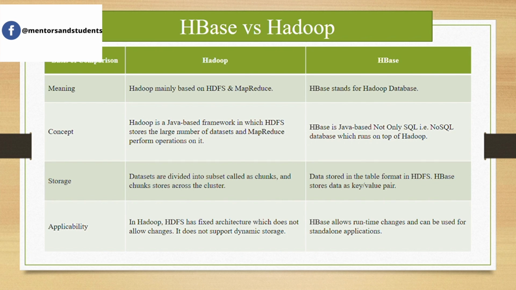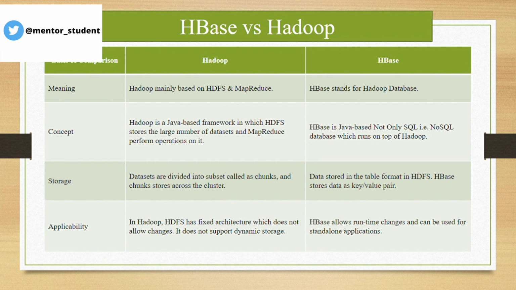HBase is also Java based but does not support SQL; it is basically a NoSQL database. In terms of storage, in Hadoop datasets are divided into subsets called chunks, and chunks are stored across the cluster. But in HBase, data is stored in table format in HDFS, and HBase stores data as key value pairs. That means all the data is stored in HBase in the form of key value pairs.